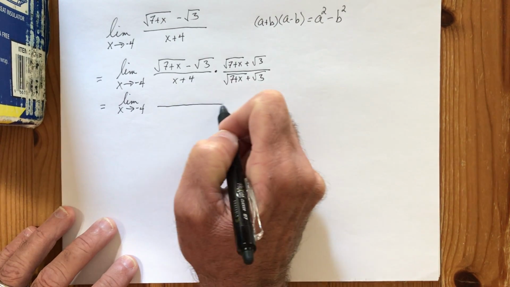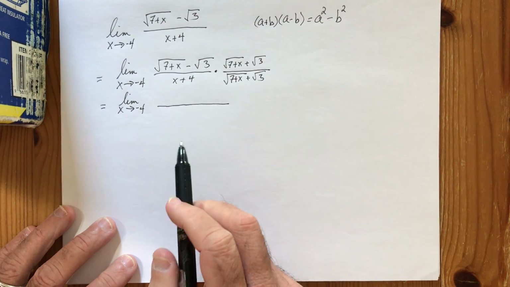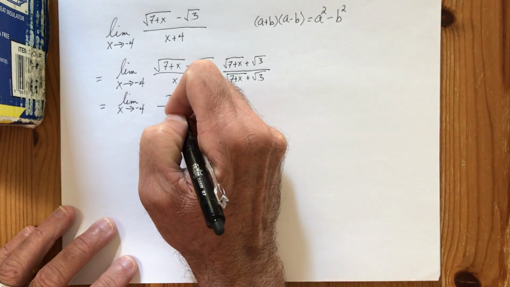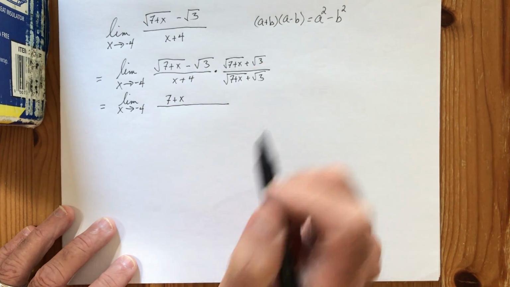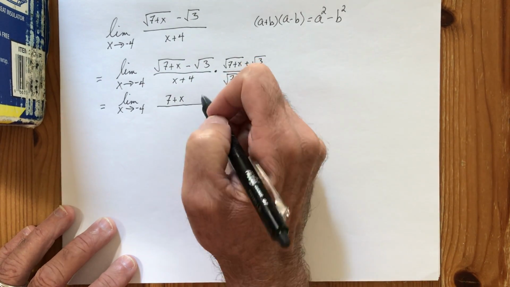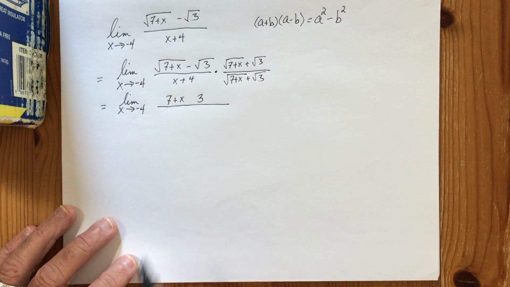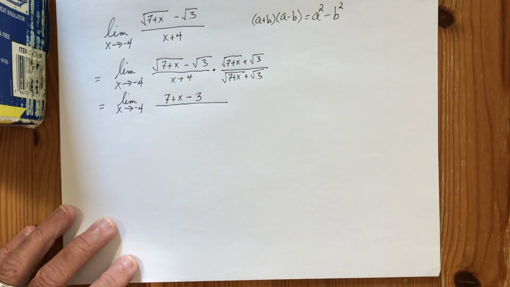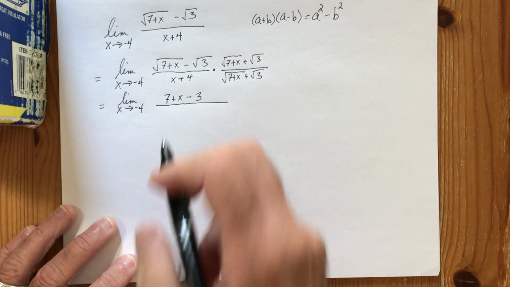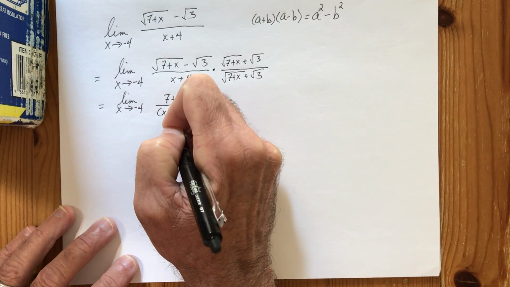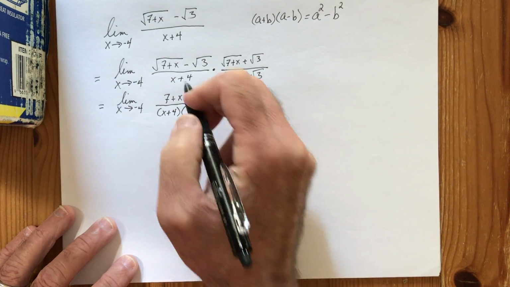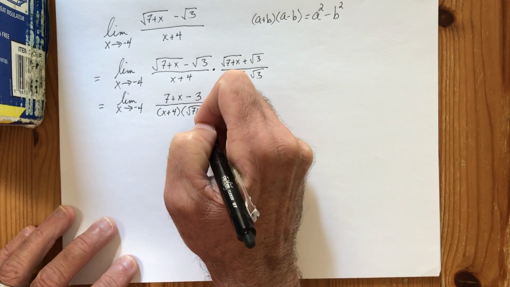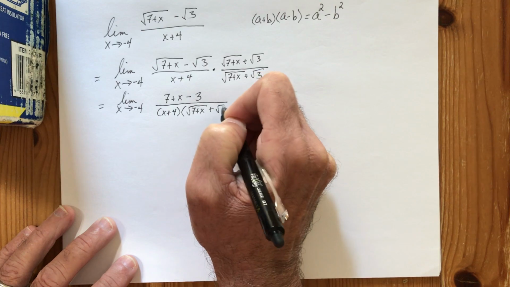So in the numerator of this fraction, we're going to square the first number. So the square of the square root of 7 plus x is just 7 plus x. And then we're going to square the second number, which is 3. And so the square of the square root of 3 is 3. And we put a minus sign in between. Now in the denominator, we still have the x plus 4 there, but now we have the other part, the conjugate, which is the square root of 7 plus x plus root 3.